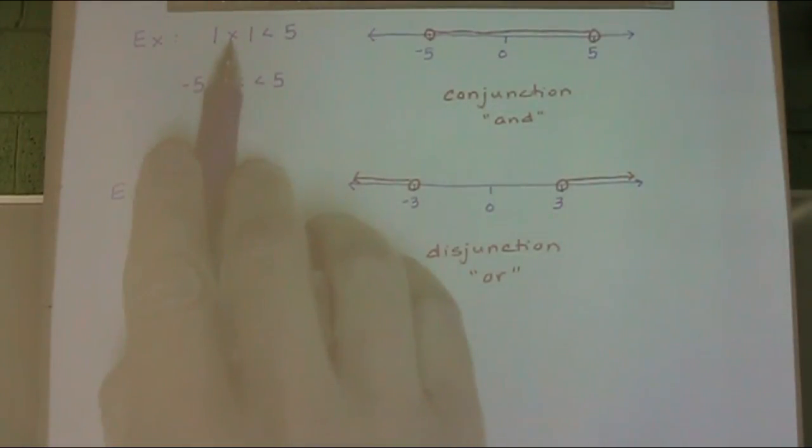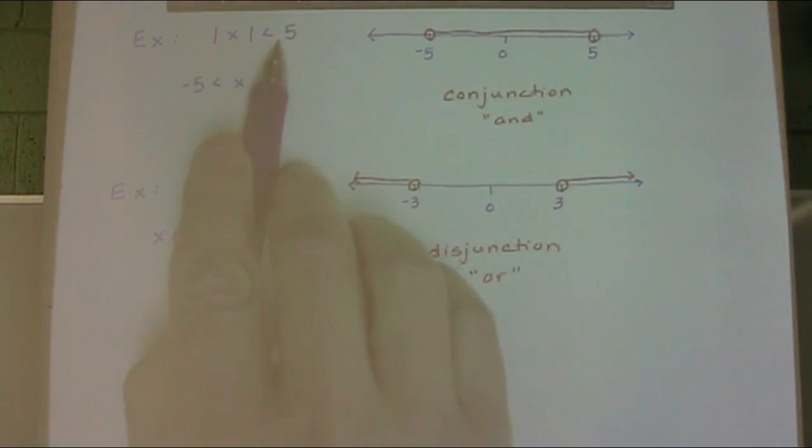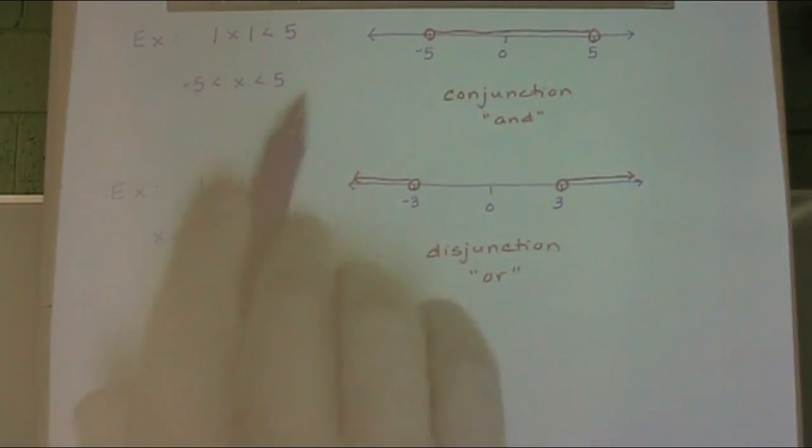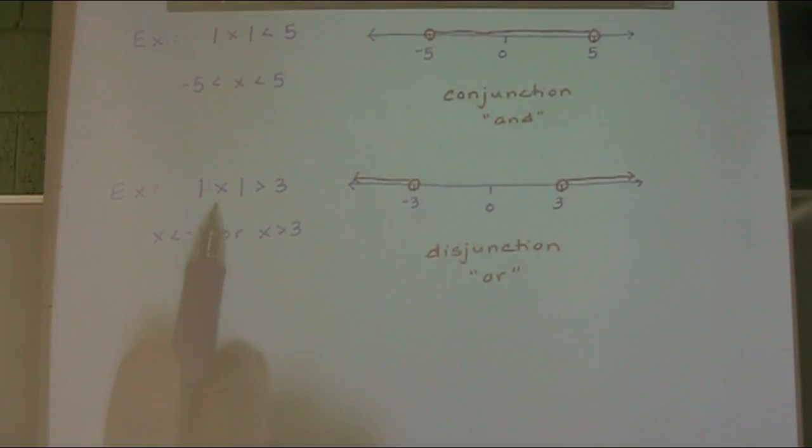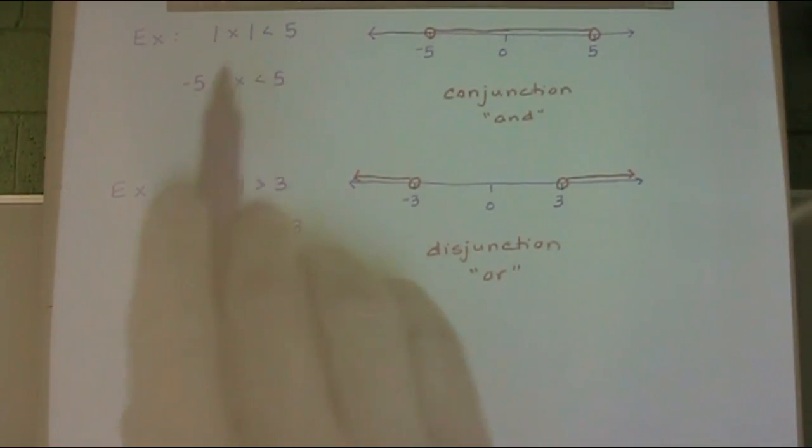Whenever you have absolute value is less than a positive number, your solution will always be a conjunction. When you have absolute value greater than a positive number, your solution will always be a disjunction. The numbers we'll have to calculate, but when we have less than a positive, it'll be a conjunction. When it's greater than a positive number, it'll be a disjunction every single time. All right, so that's setting up for us how this is going to work.